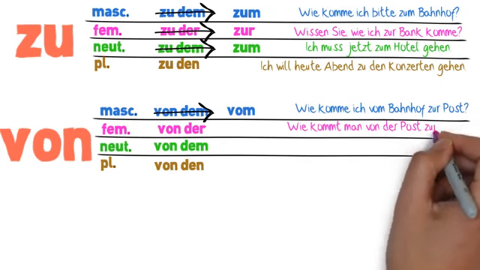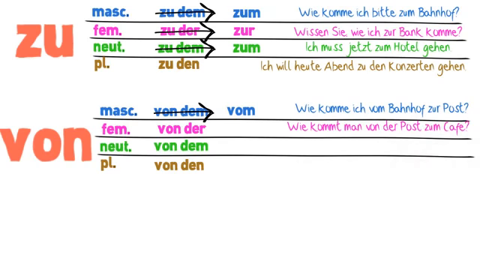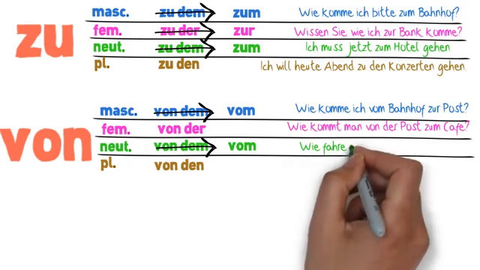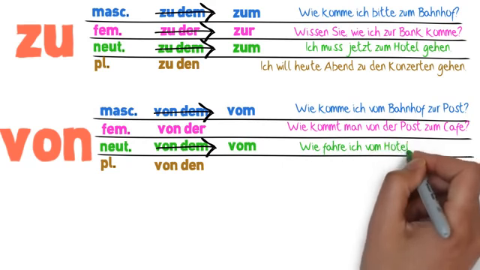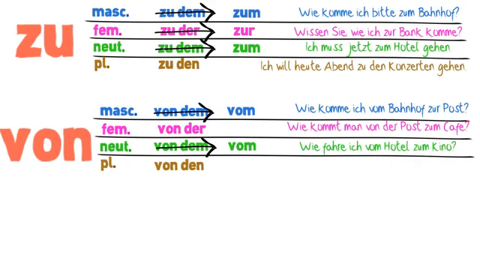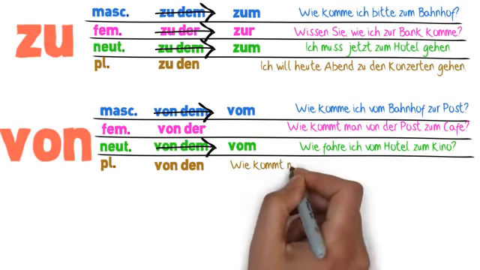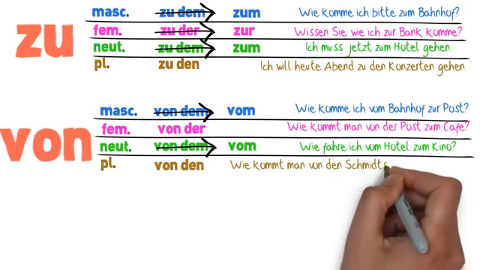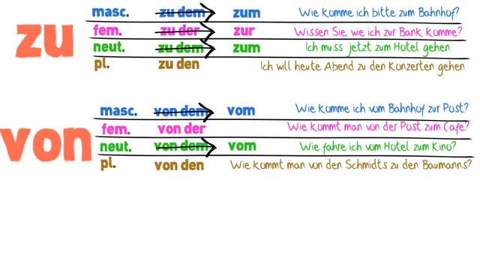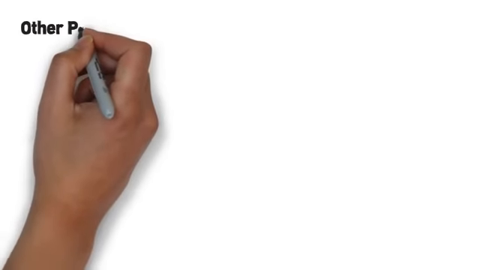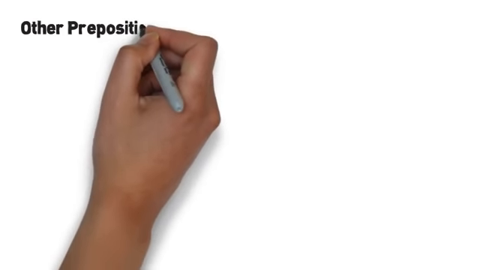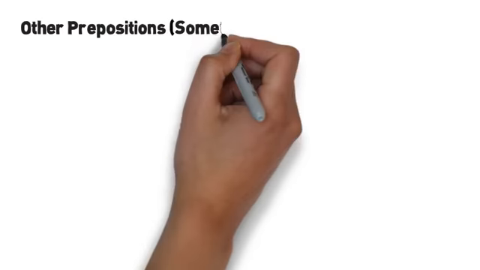Von der does not have a contracted form, so you would have to say both words, as in Wie kommt man von der Post zum Café? The neuter form of von dem is also contracted to vom, as in Wie fahre ich vom Hotel zum Kino? And finally, von den remains von den, no contraction here. So you could say something like Wie kommt man von den Schmidts zu den Baumanns? And notice we're using someone's last name there to indicate their house.